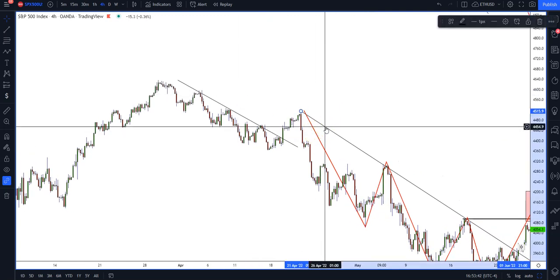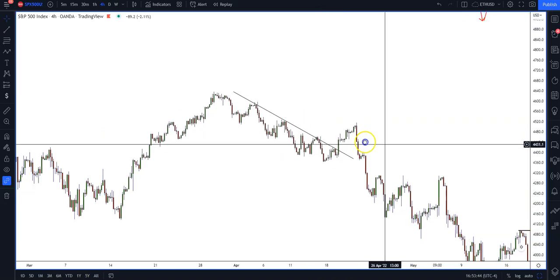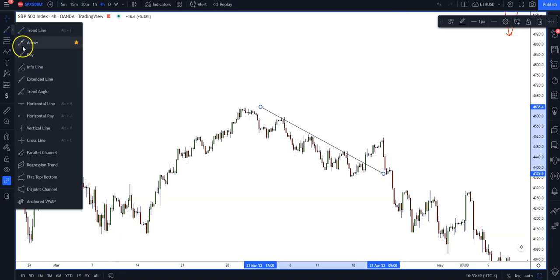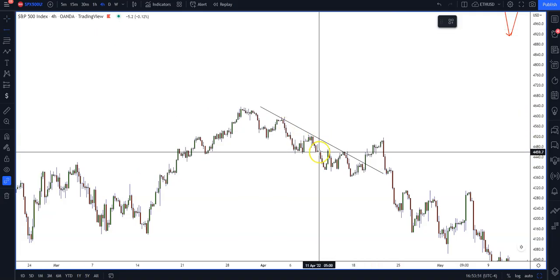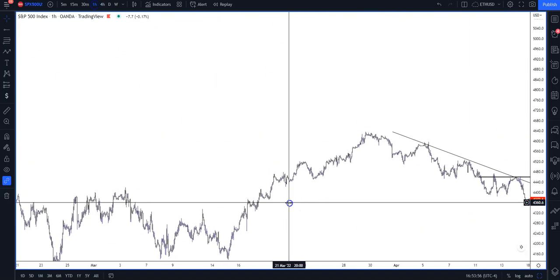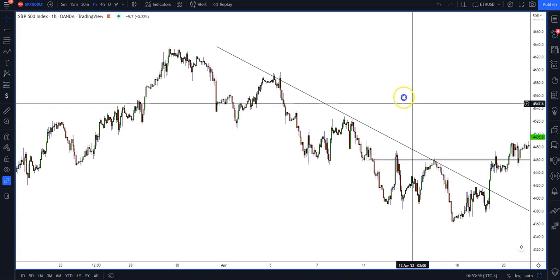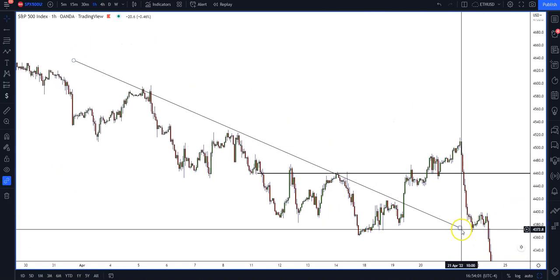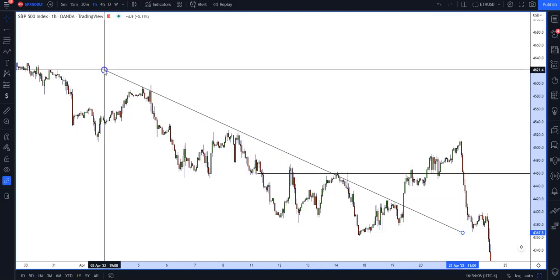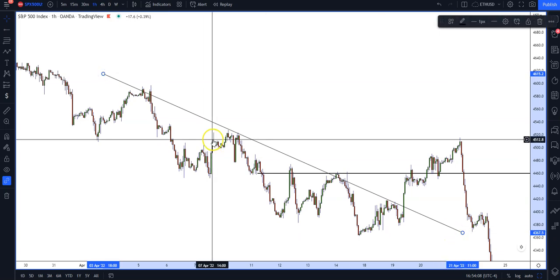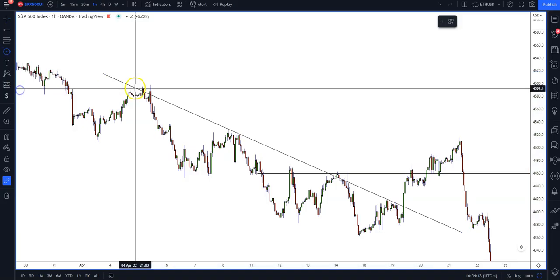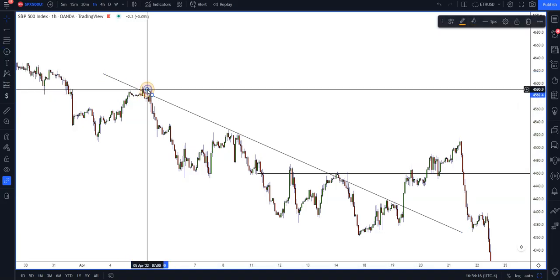Let me delete this. Don't want it too cluttered. Same exact thing happened here. And let's go down to a lower time frame so you can see it clear. Right? So now, the same exact thing happened here. When you take a look at this, tap, tap, let me draw these real quick.